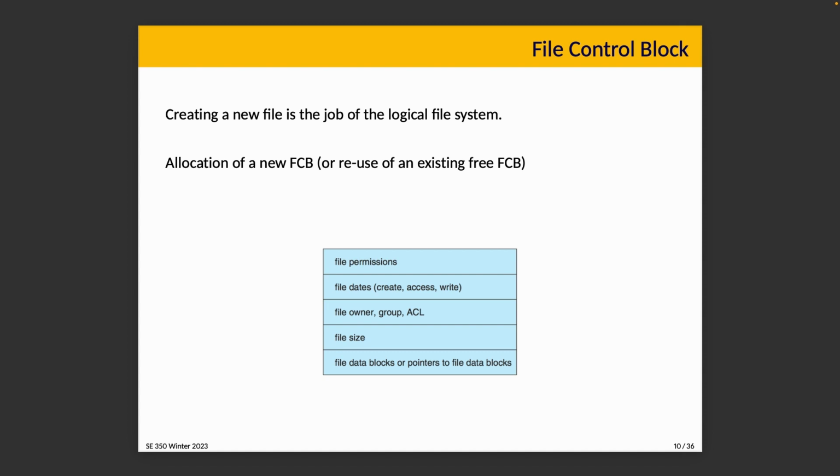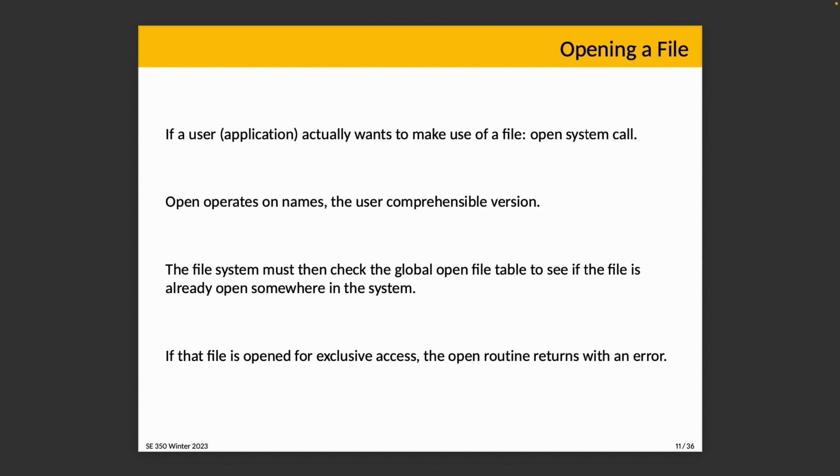Now, if we want to actually make use of a file in a user program, we use the open system call. Open is used to say, hello, I would like to open this file, please, and we're also going to take a look at the permissions and verify, okay, you wanted to open it for writing, you have permission to write it, yes, okay.